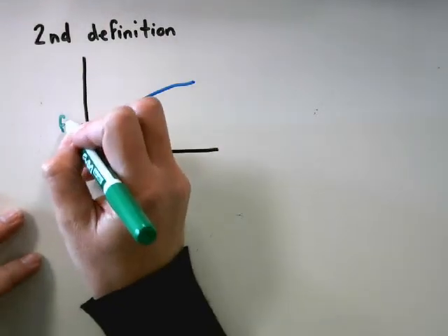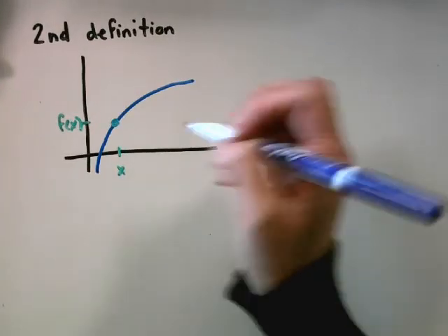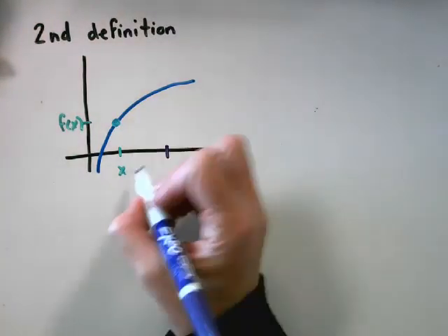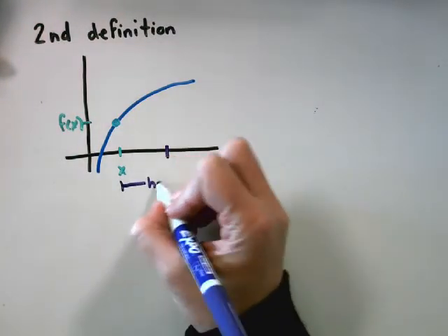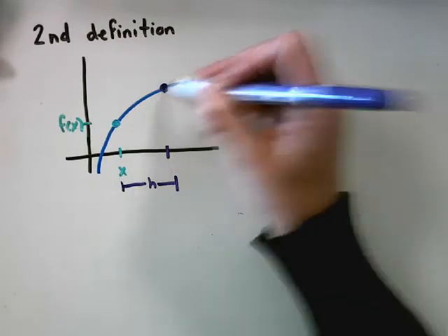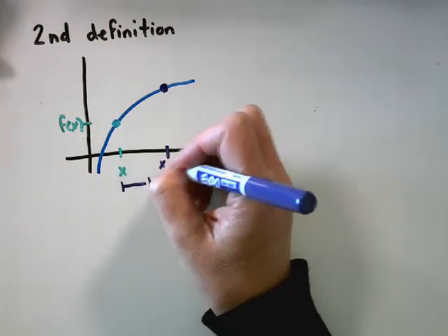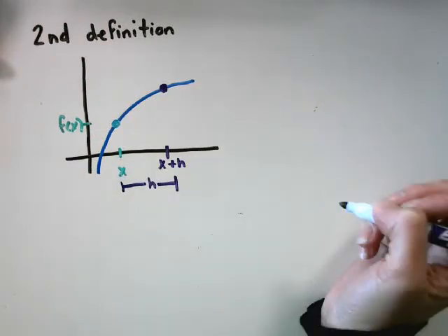I'm going to pick another point out here, and I'm going to say this distance is h. Okay, so here's my point. If this distance is h and this is x, that makes this x plus h, which makes this f of x plus h.